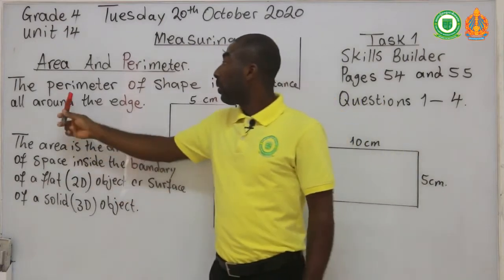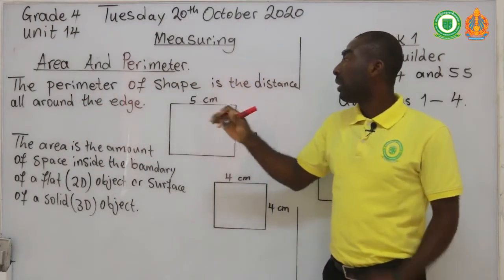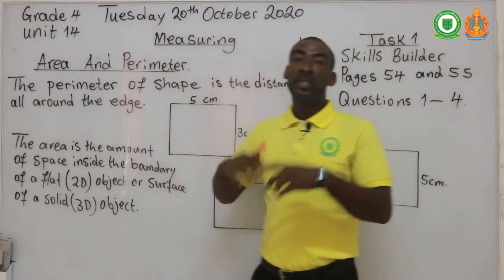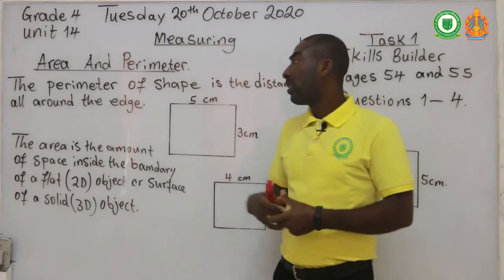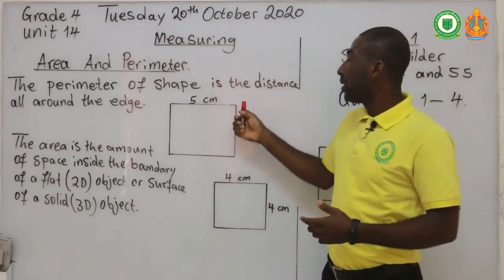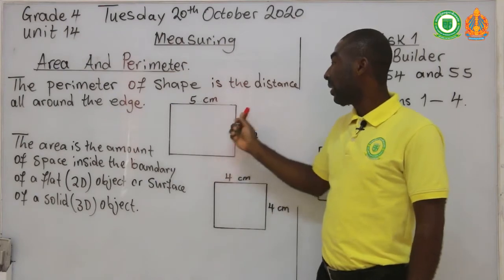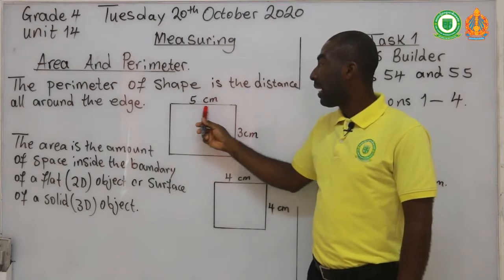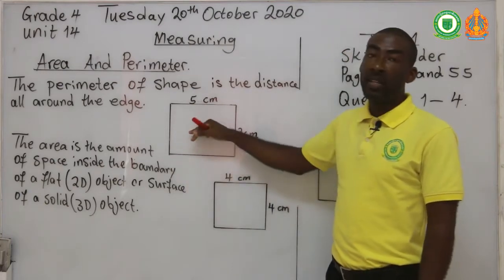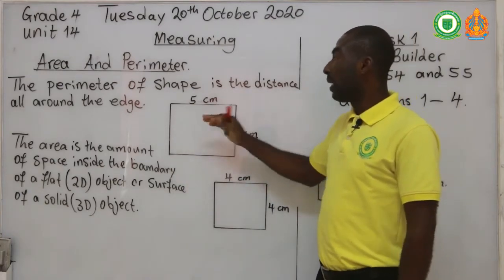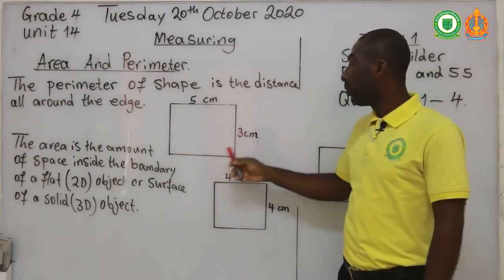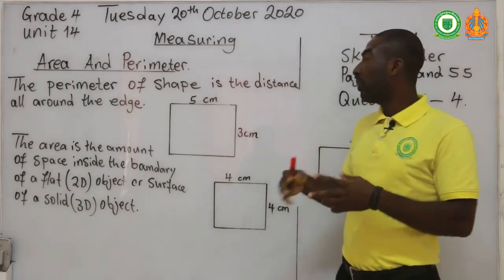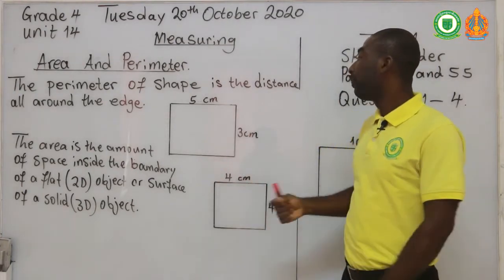Okay, so the perimeter of a shape is the distance all around the edge. So what is the edge? These are the edges, the sides of your shape. All around means that we are considering every line that comes together for us to have this shape. So how many lines do we have here? We have 1, 2, 3, 4. So we have 4 lines coming together to form this rectangle.